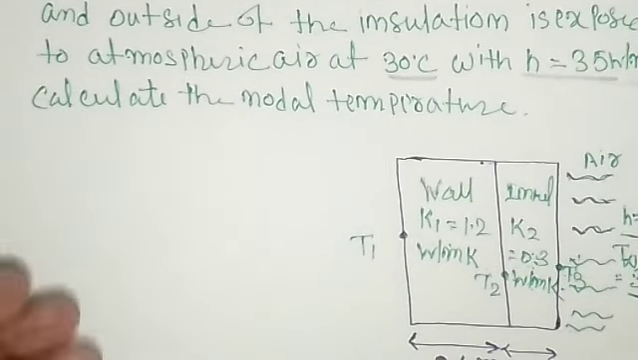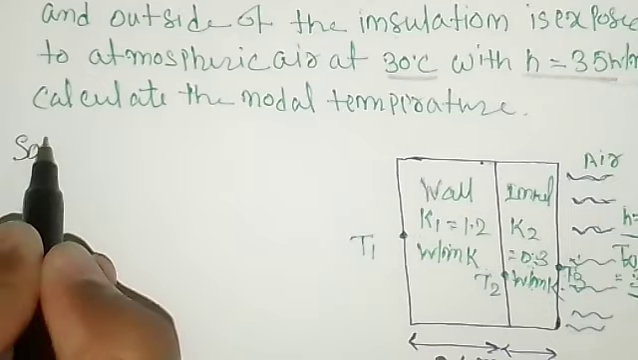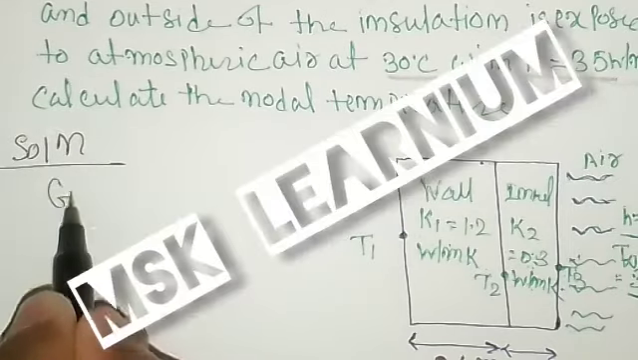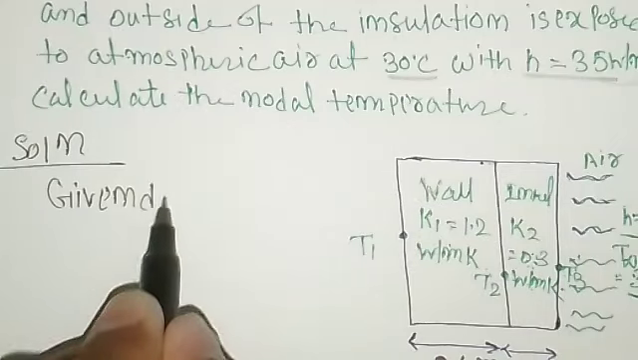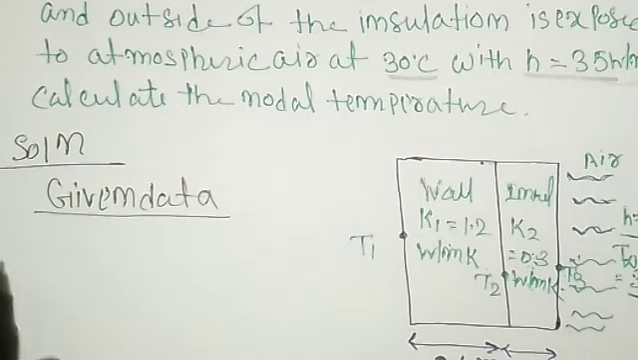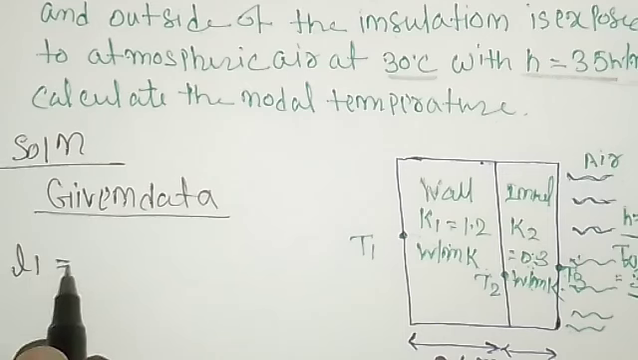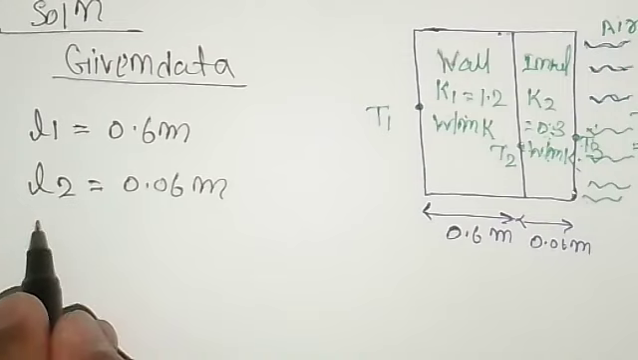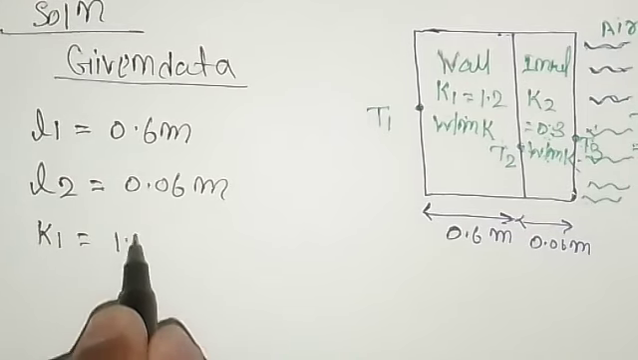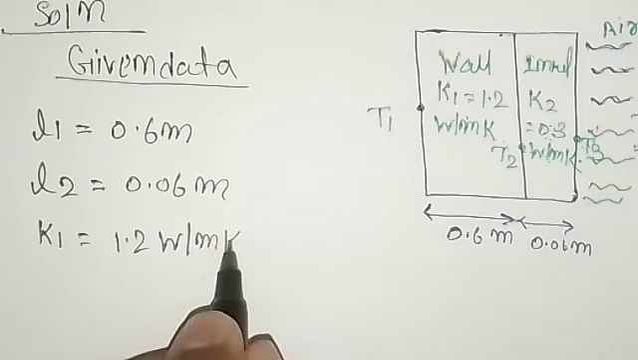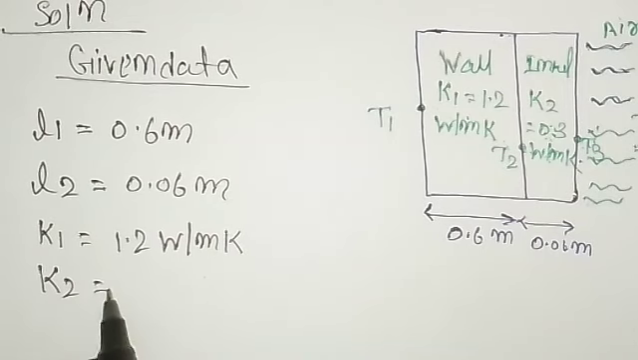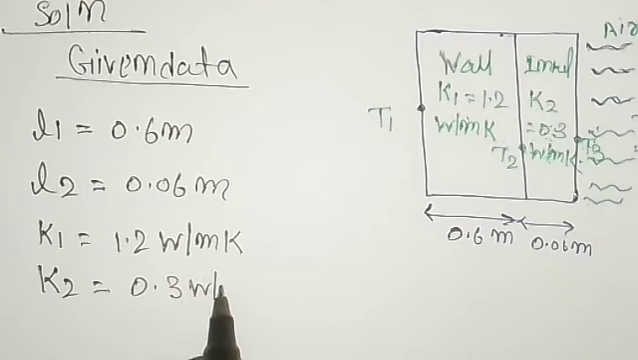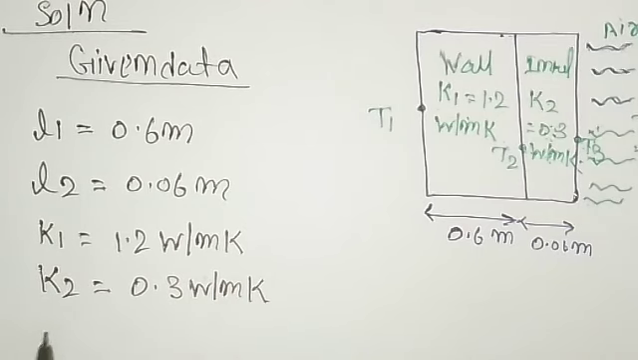First of all, we have a solution, and the given data we can write. So this is what you have: L1 is equal to 0.6 meter, L2 is equal to 0.06 meter, and K1 is equal to 1.2 watt per meter Kelvin and K2 is equal to 0.3 watt per meter Kelvin, right?